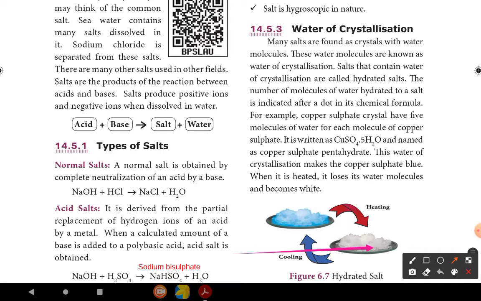How, children? Why does it become white in color? Because it loses all the water particles. So all the water molecules will move away, will be evaporated, and then the salt becomes white in color. You understand, children? That's what is given here.